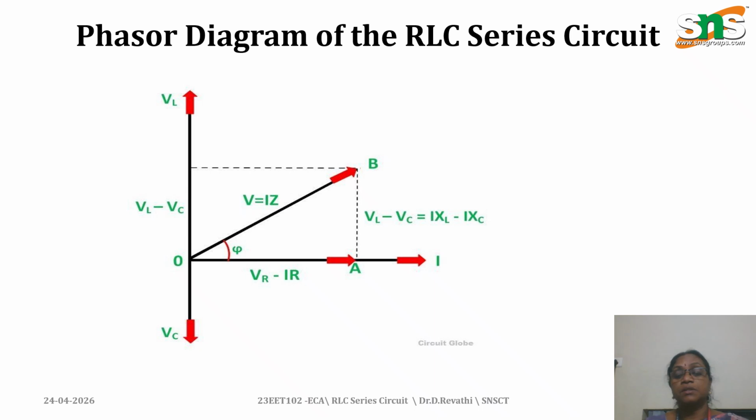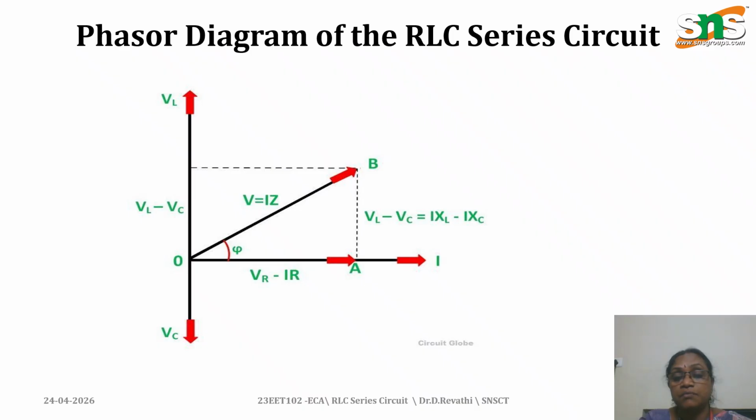We have to consider three elements, R, L, and C, and for these three elements we have to draw the phasor diagram. These are the steps to follow. First, we consider the reference vector, which may be voltage or current. Here, I is the reference vector.